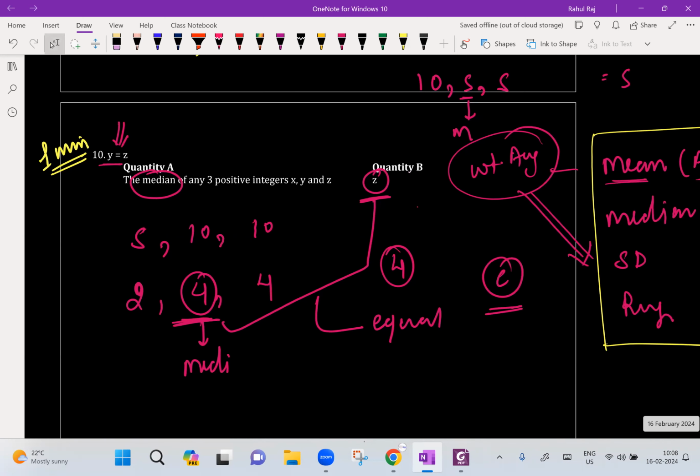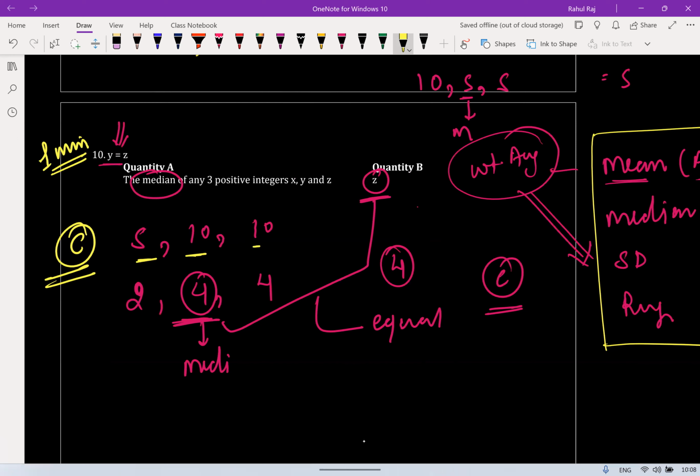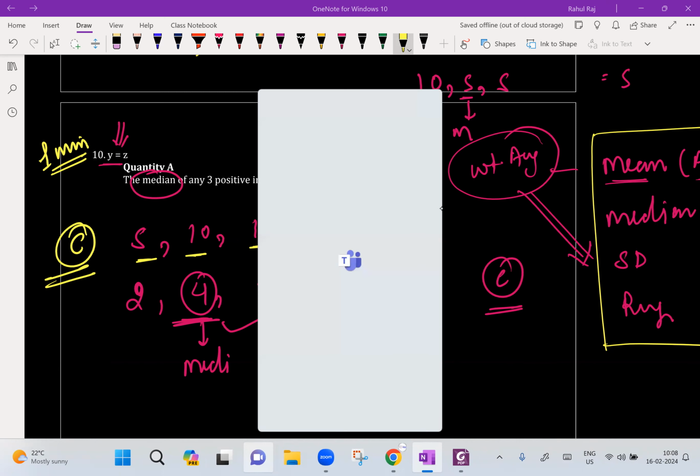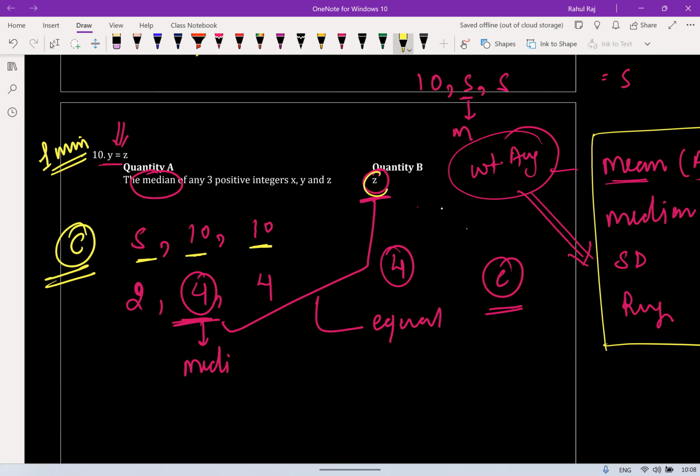So now, is it clear why the answer is C? Because you take any values, y and z, where y is equal to z, and technically y and g are the median. So quantity B says it is g. So the answer is C, both are equal. Is that right? Okay.